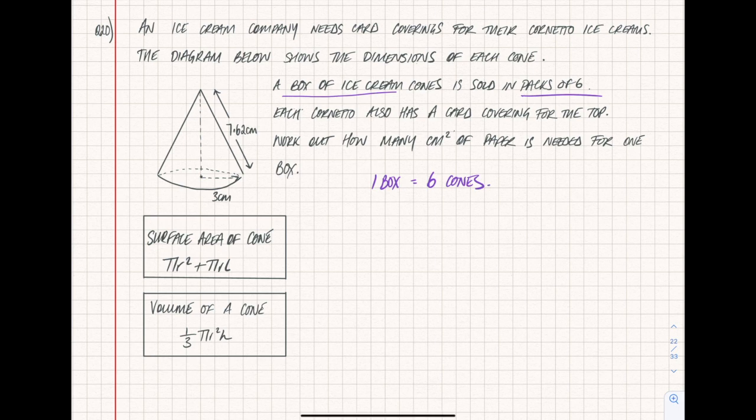Right, so basically we need to understand what area of maths this question is. Now you can see here I've been given two formulas. I've got the surface area of a cone and I've got the volume of a cone. So I need to decide which one this is going to be about. Now because this is talking about covering the outside of the cones, this is to do with surface area. Okay, so what this is basically saying to you is, can you work out how many centimeters squared is going to be needed for one cornetto, and then basically times it by 6.